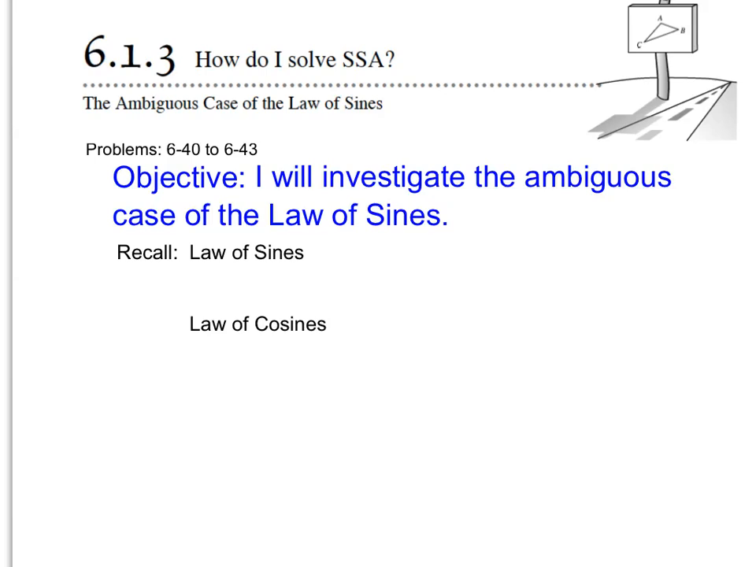Hello again, class, and welcome to lesson 6.1.3. The objective today is to investigate the ambiguous case of the law of sines.